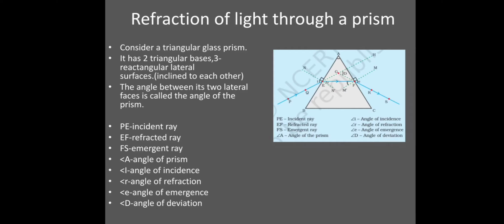Now if you look at the diagram, you can see that a perpendicular N dash is drawn on the surface AB, and a perpendicular M dash is drawn on the surface AC, and angle I and angle R are marked, and angle E is also marked. So in the diagram we can see that PE is the incident ray, EF is the refracted ray, FS is the emergent ray, and angle A is the angle of prism, which is represented by capital A in the diagram.